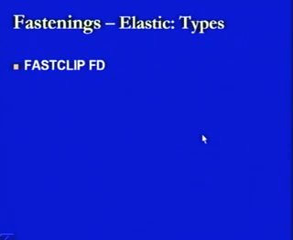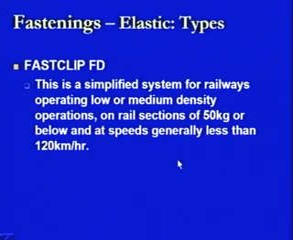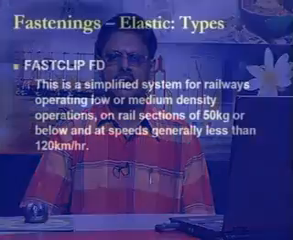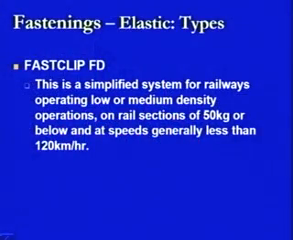Then there is another type of clip which is termed as fast clip FD. This is one of the simplified systems for railways operating low or medium density operations. So far, whatever clips we have seen are mostly in use on medium density to higher density route sections, whereas in those cases where the traffic is very less, we can go for smaller or simpler versions, and one of those is the fast clip. They are used for rail sections of 50 kg or below, and generally for speeds lesser than 120 kilometers per hour.